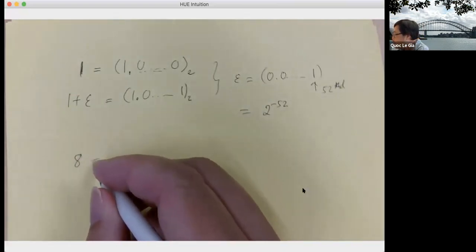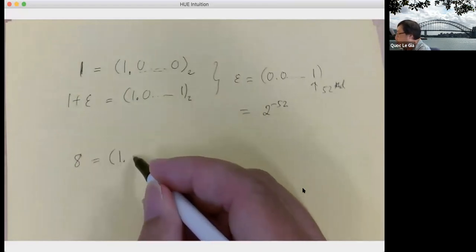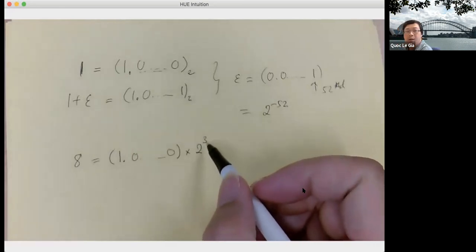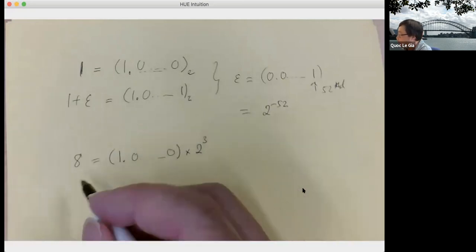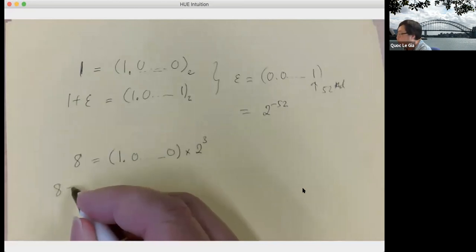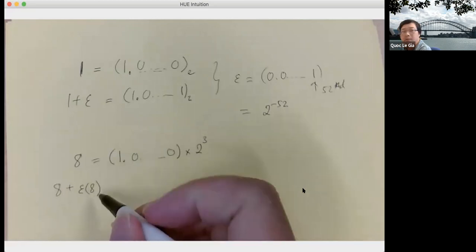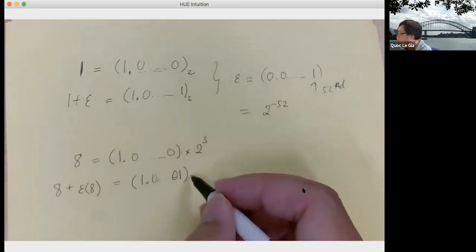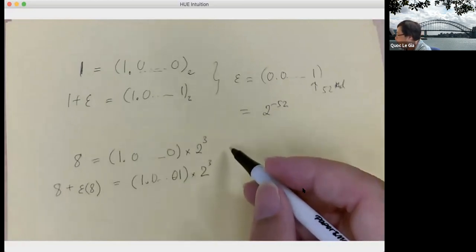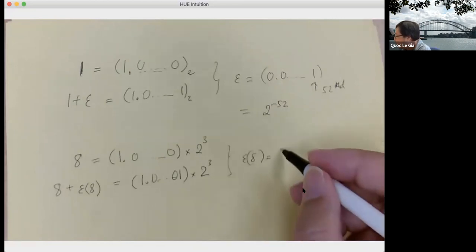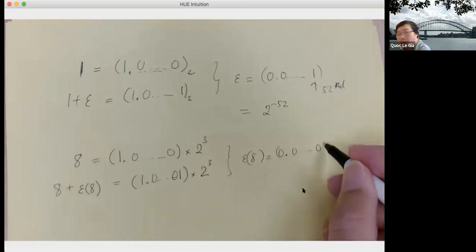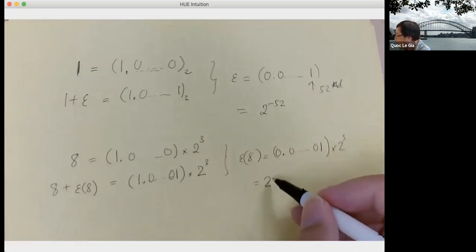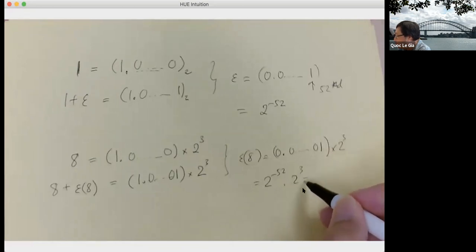Now how about 8? If you write it down in binary form, it will be 1, and then 000, but now you have to multiply by 2 to the power 3. Remember, do not forget the power in the floating point representation. Now what is the one next to 8? The next to 8 is 8 plus, let's call it epsilon of 8. You turn on the last digit, so everything is 0, 0, 0 but the last digit is 1, and the power is still the same. So epsilon of 8 is 0.0 up to the last one being 1, but do not forget the power 3. So this will be 2 to the minus 52 times 2 to the 3, which is 2 to the minus 49.